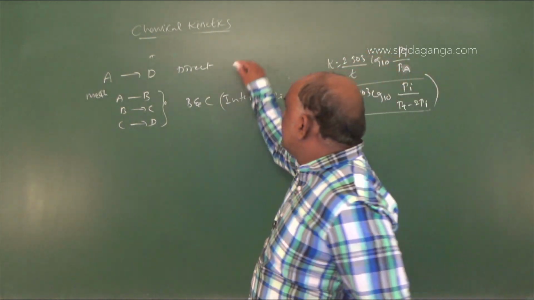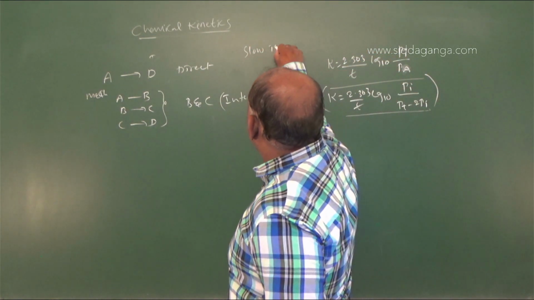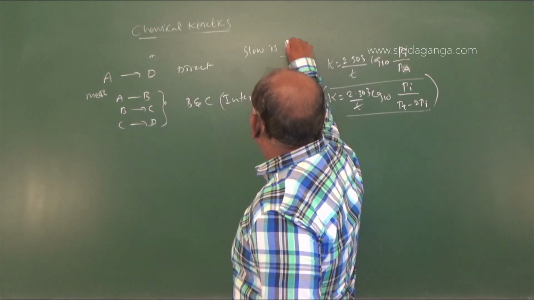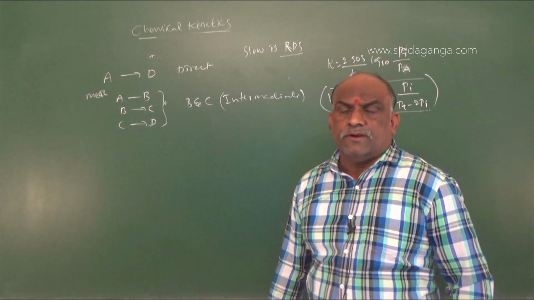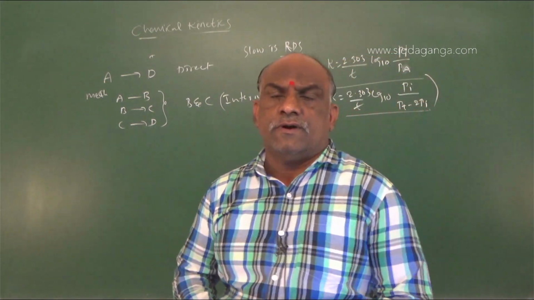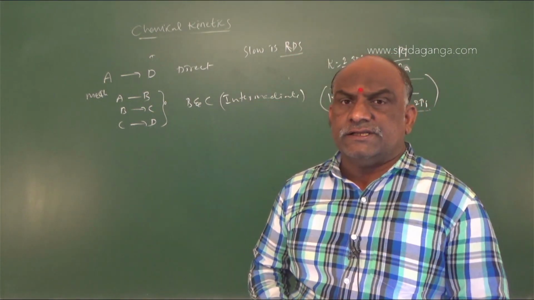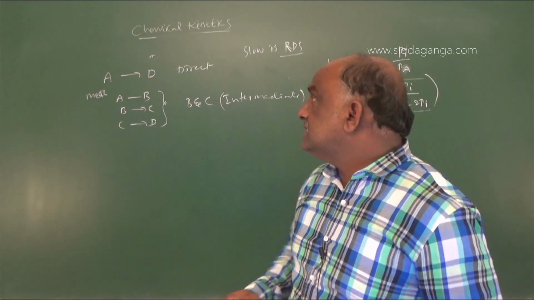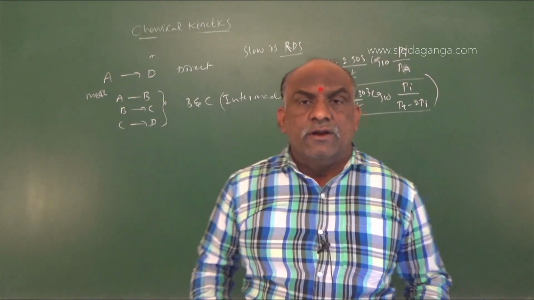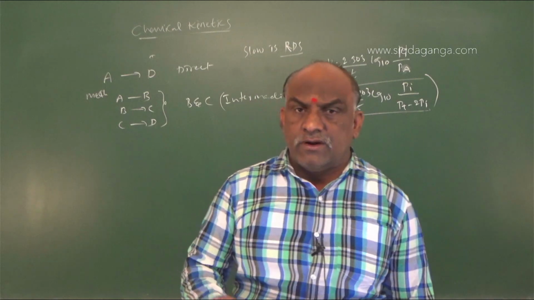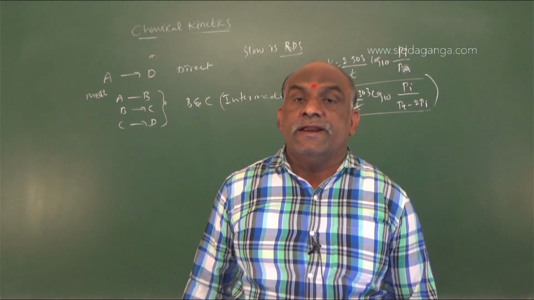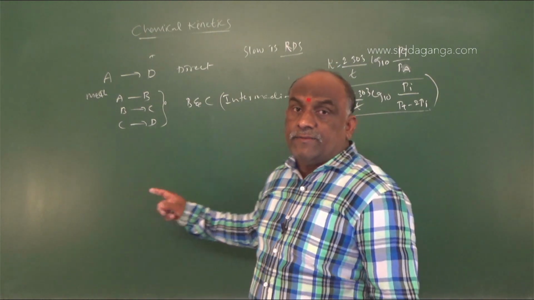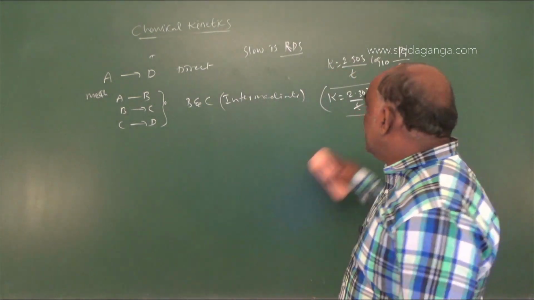The slow step is the RDS, the rate determination step. Based on that RDS, we have to find molecularity. So what is the definition of molecularity? It is the number of atoms, ions or molecules, any one of them, participating in the elementary reaction or rate determination step.